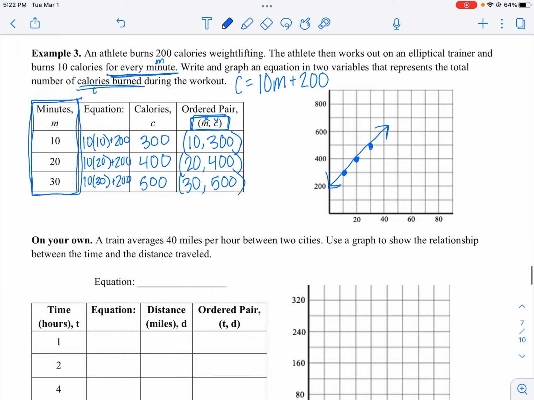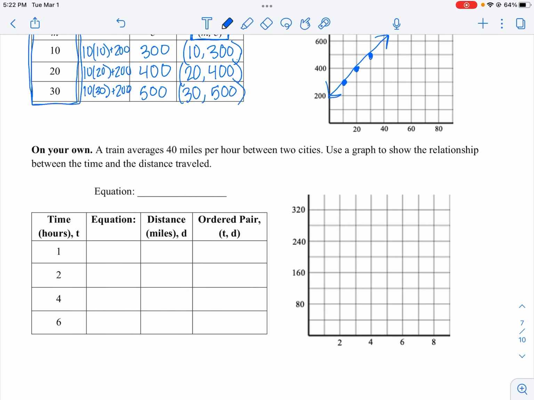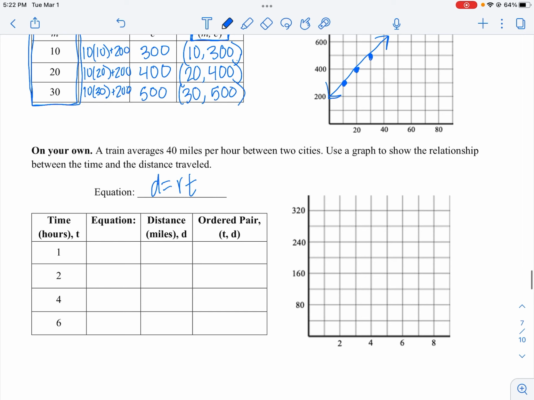Next, a train averages 40 miles per hour between two cities. Use a graph to show the relationship between the time and the distance traveled. Okay. So our distance formula is D equals RT. So D stands for distance. R stands for speed, so kind of like the rate. So R equals speed. And then T is going to be time. Okay, so that's our formula.